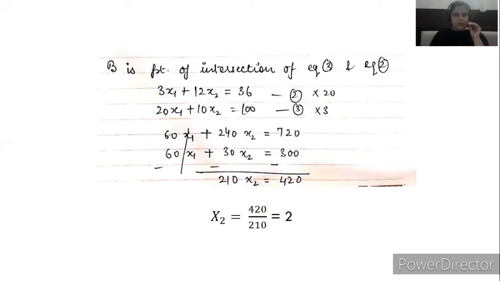I solved it by equating the coefficients of x, multiplying equation 2 by 20 and 3 by 3. The coefficients of x1 become 60, 60. And then I subtract both the equations. The value of x2 becomes 420 by 210, that means 2. Now you may put the value of x2 either in equation 2 or in equation 3, and you will get the value of x1. I put it in equation number 2.